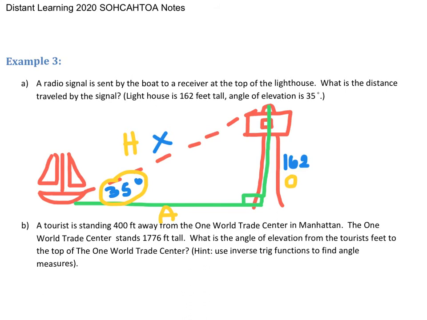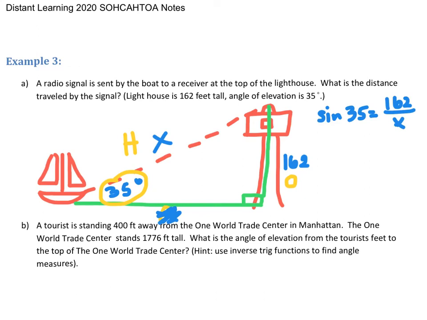After I find my 3 sides, I look at the 2 that are labeled, so I'm not going to use adjacent down here. I'm going to use my opposite and my hypotenuse, which in this case is going to be sine. So sine of 35 degrees is going to equal my opposite, 162, divided by x.